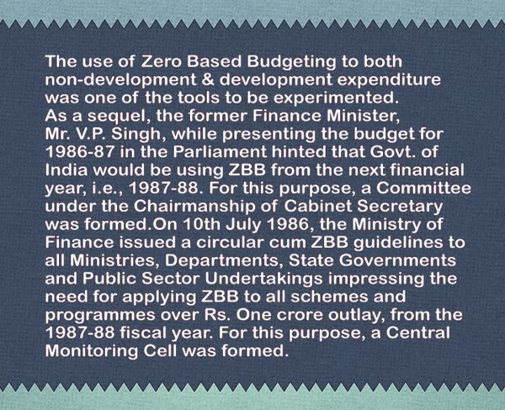On 10th July 1986, the Ministry of Finance issued a circular cum zero-based budgeting guidelines to all ministries, departments, state governments and public sector undertakings, impressing the need for applying zero-based budgeting to all schemes and programs over rupees 1 crore outlay from the 1987-88 fiscal year. For this purpose, a central monitoring cell was formed.